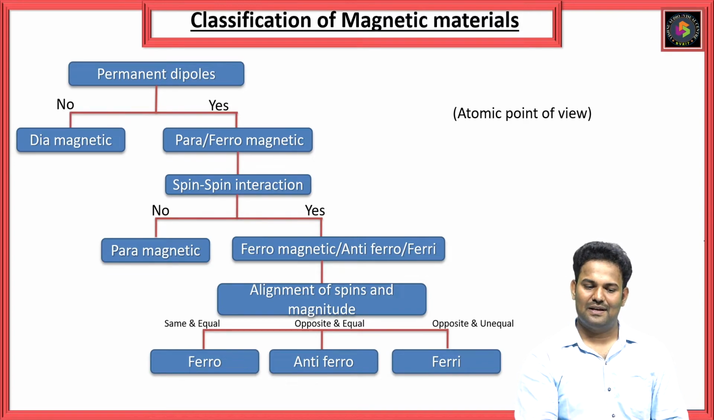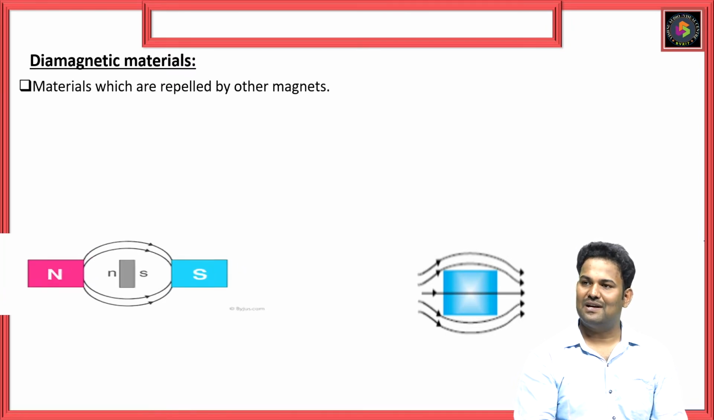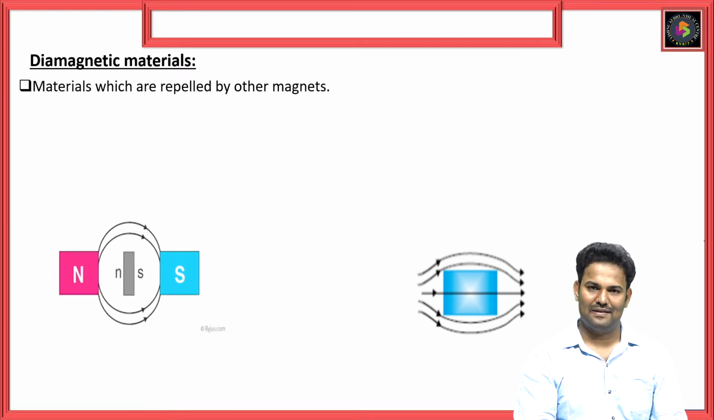This is the main classification of the magnetic materials. Here we will discuss these types: diamagnetic materials, paramagnetic materials, and ferromagnetic materials. The ferro family can be classified again into three types: ferromagnetic materials, antiferromagnetic materials, and ferrimagnetic materials. So coming to the first one, the diamagnetic materials: the materials which are repelled by the magnets are known as diamagnetic materials.